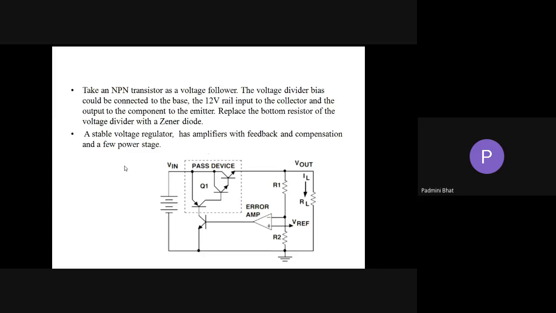A stable voltage regulator has amplifiers with feedback and compensation, and a few power stages. Power stages you can have depending on what output is required. Is it 12 volt, or 24 volt, 30 volt? Depending on that, my power stage can vary. How am I varying it? It is just a Darlington connection, like you studied in your basic electronics, one stage after the other. In that way it can be given.